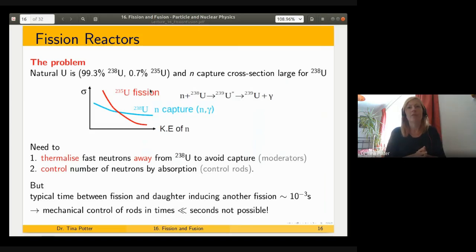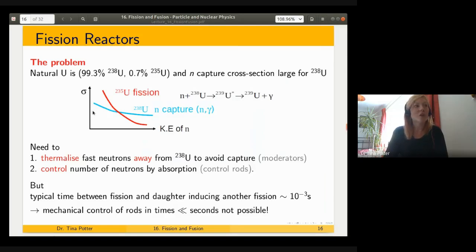Now, we have a little problem here, in that we can't really do this. We can't moderate our interaction on the timescale that we need. So natural uranium, as I said, is mostly uranium-238, and only a very small fraction of it is uranium-235, which is the one that we really want to try and induce fission in, less than 1% here.